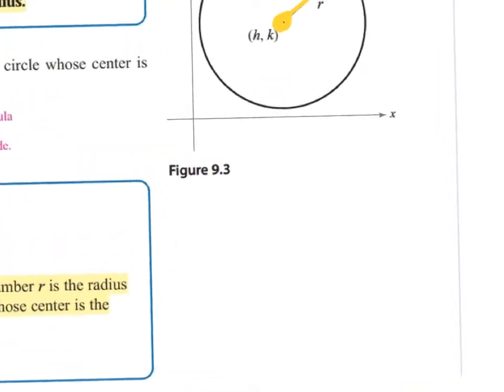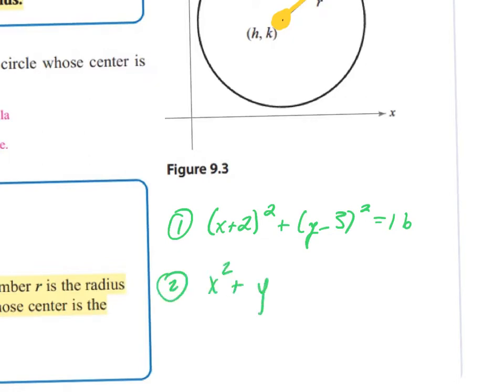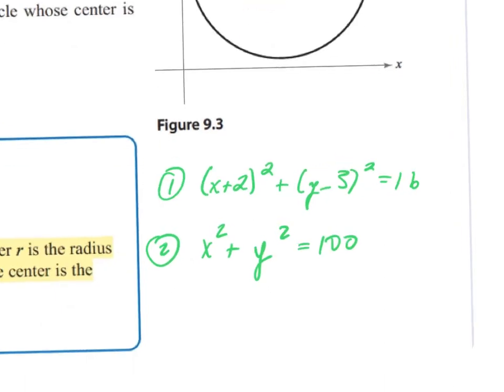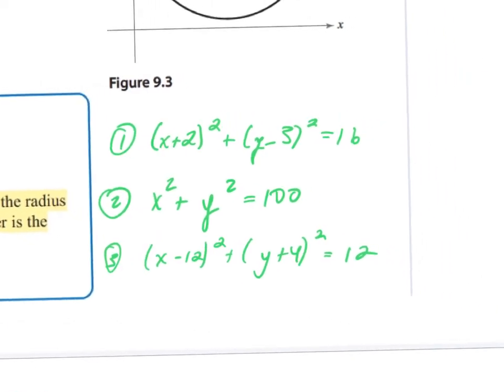So let me give you some examples. Like if I say (x + 2)² + (y - 3)² = 16. Or I said x² + y² = 100. Or if I said (x - 12)² + (y + 4)² = 12. All right, so if I said to you guys, what is the center of the circle and what is the radius? Your h and your k are here.